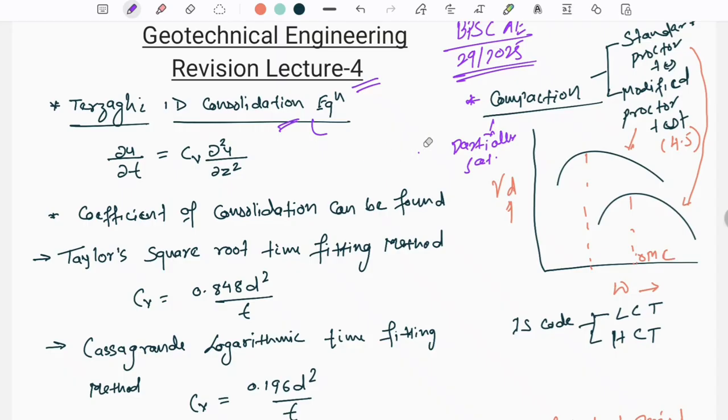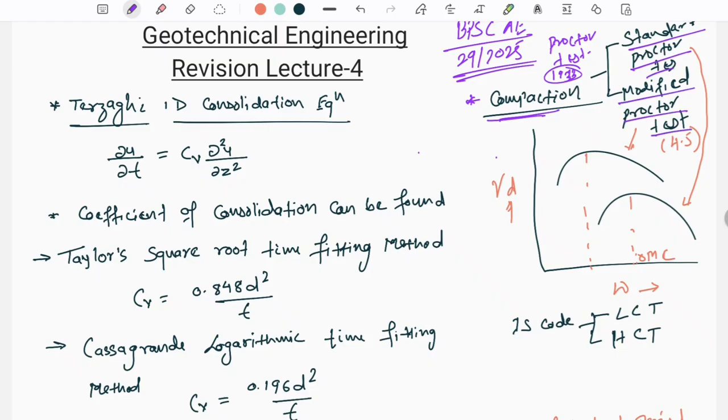So let us come to the point. Compaction can be done by a test called the Proctor test. In 1933, a scientist named Proctor gave this test to measure compaction. There are two Proctor tests. One is called the standard Proctor test and the other is called the modified Proctor test.